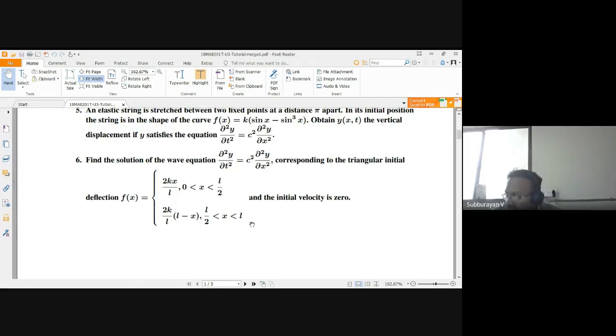Of course, I agree that this question is incomplete. Why I'm saying this is incomplete means they didn't specify that the string is fixed at the points x equal to 0 and x equal to L. Inherently they assumed that the string is fixed at the points x equal to 0 and x equal to L. That part is missing.